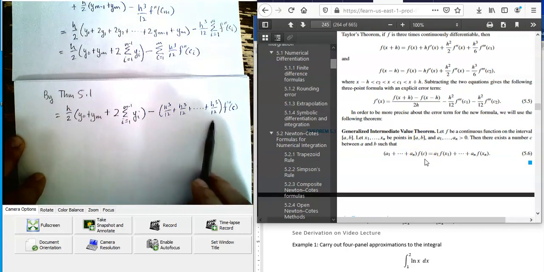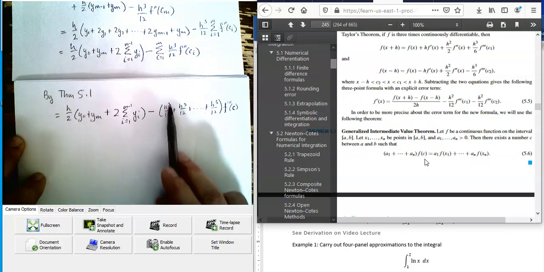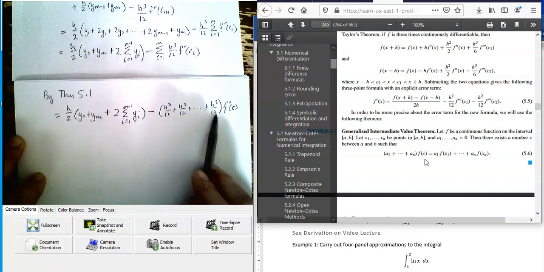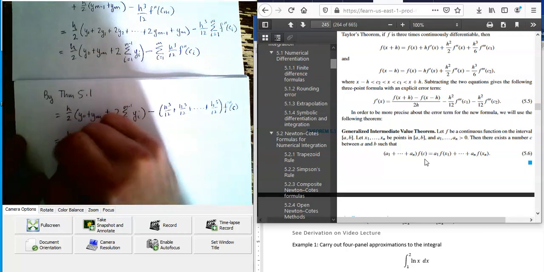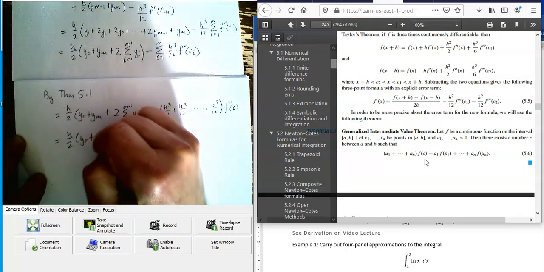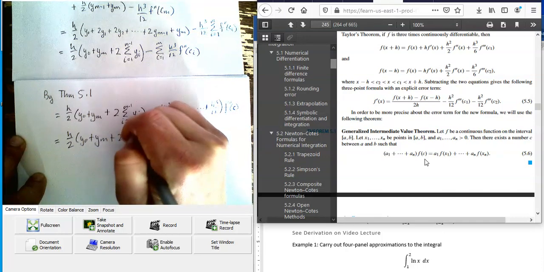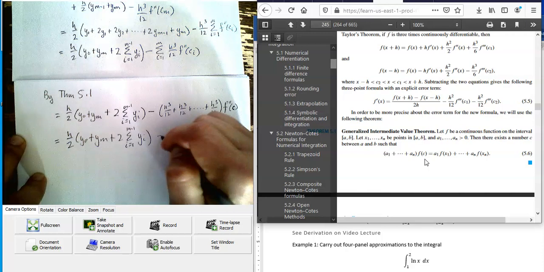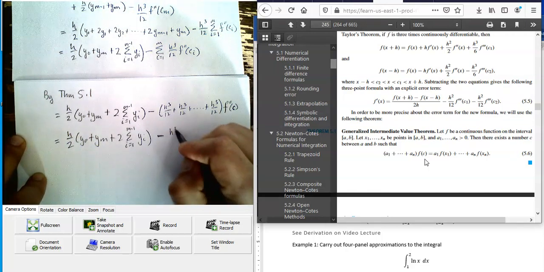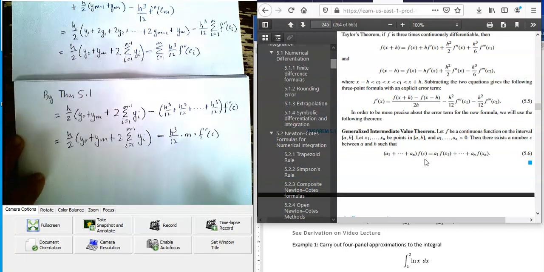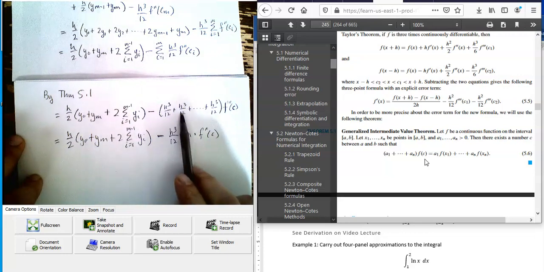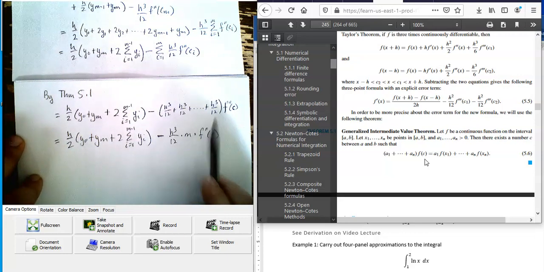So if we take a look at this sum, we are adding h to the third over 12 a bunch of times. How many times are we adding it? Well, that would be the number of panels that we have, right? In this case, it would be m times, right? So we can rewrite this as h cubed over 12 times m times f double prime at c. Again, we're adding h cubed over 12 m times. So we have m panels. Okay.